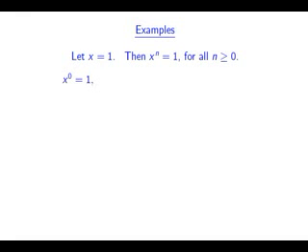Let us consider a few examples. Assume we choose x to be 1. Then x to the power n equals 1 for all n greater or equal to 0. Hence our sequence x to the power n is just constantly 1.